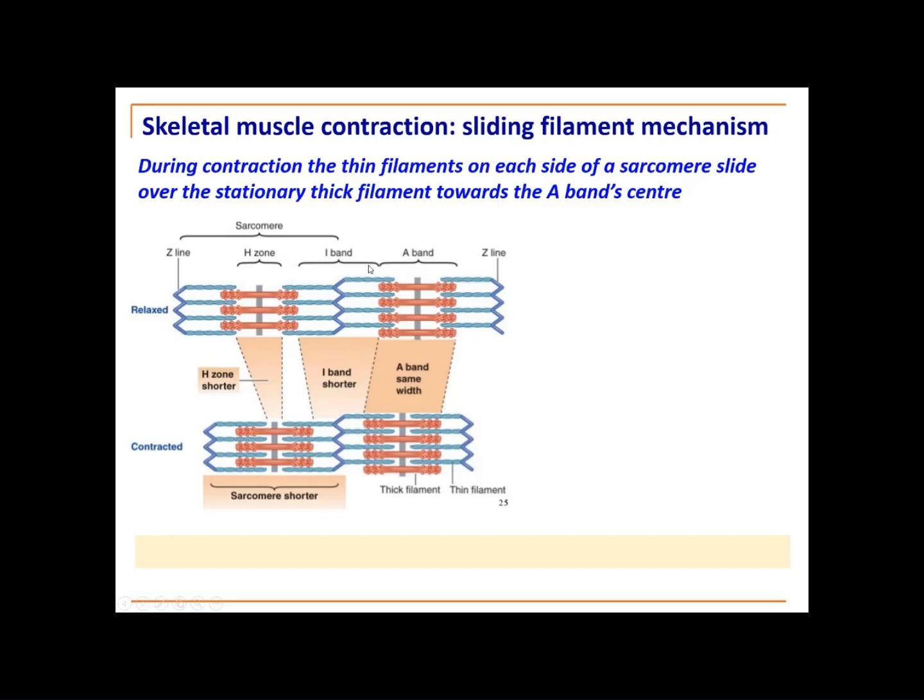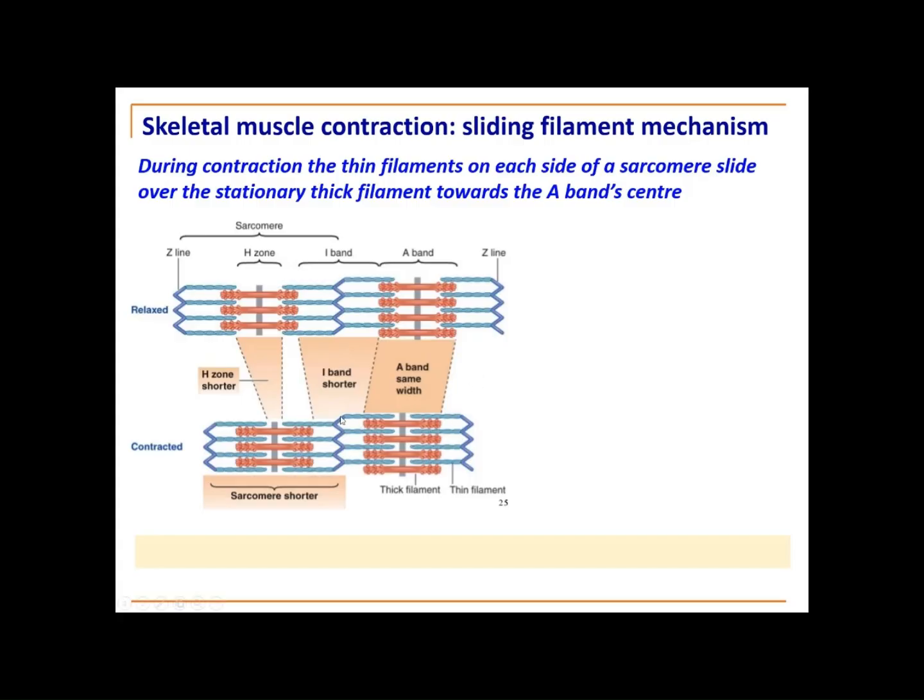So during contraction, the thin filaments on each side of a sarcomere slide over the stationary thick filaments towards the A band center. If we're having a look at this, these are the thin filaments. The thin filaments move in this direction, and in this direction, and in this direction, and in this direction. Hopefully you are following the little arrow, otherwise it'll get a bit confusing.